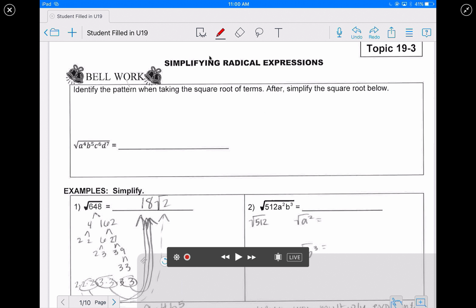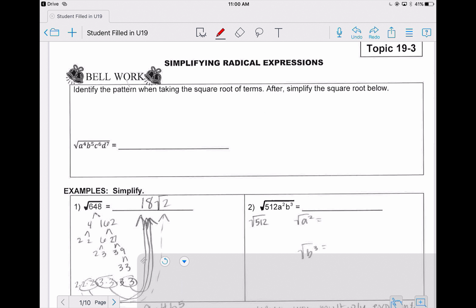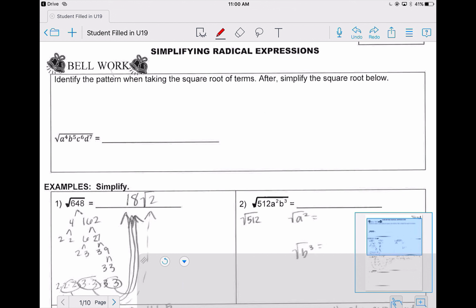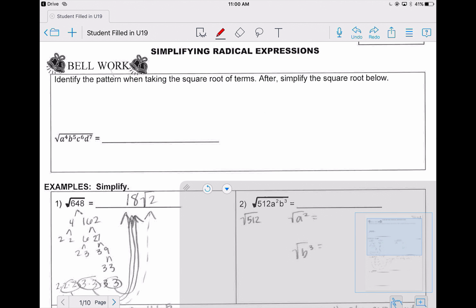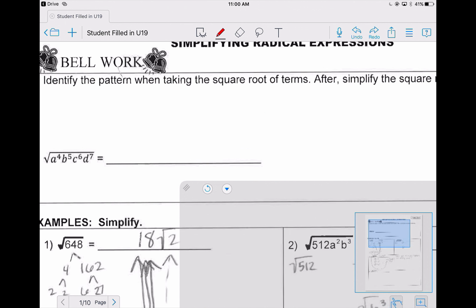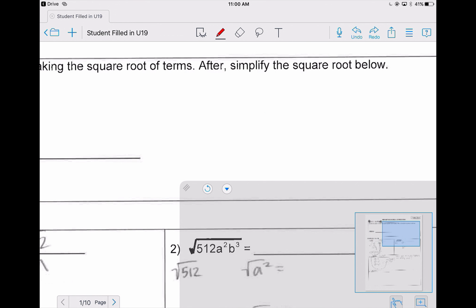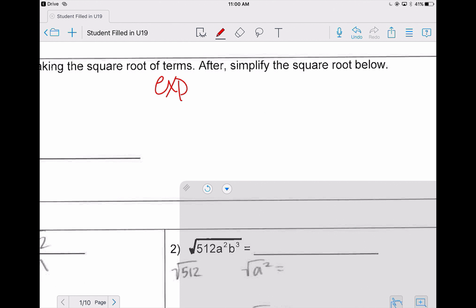This video covers topic 19.3 on simplifying radical expressions. The bell work for these notes asks us to identify the pattern when taking the square root of terms, and then after that, simplify the square root below. So I'll write the pattern over here. The pattern deals with our exponents.